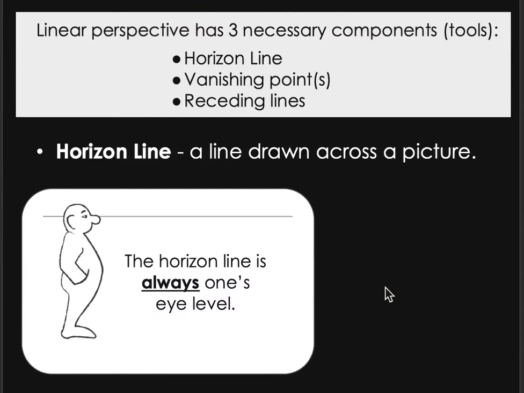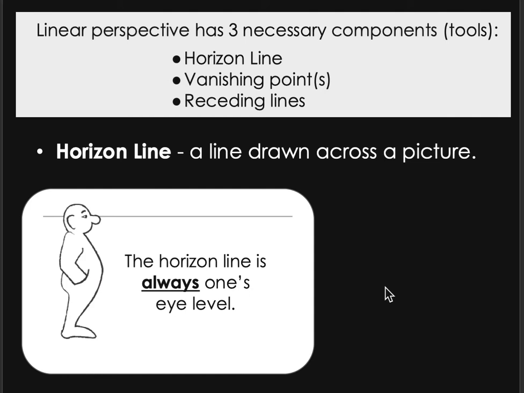So this linear perspective that I'm talking about has three components, three tools that need to be displayed in order for them to work properly. You have the horizon line, vanishing point or points, and receding lines. Now when working with perspective, you can go all the way up to, I think, 6 or 7 points. We will never do that. We're going to work with 1 point and 2 point perspective.